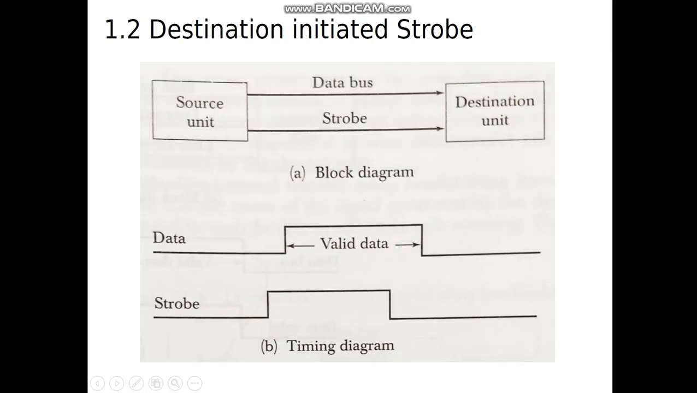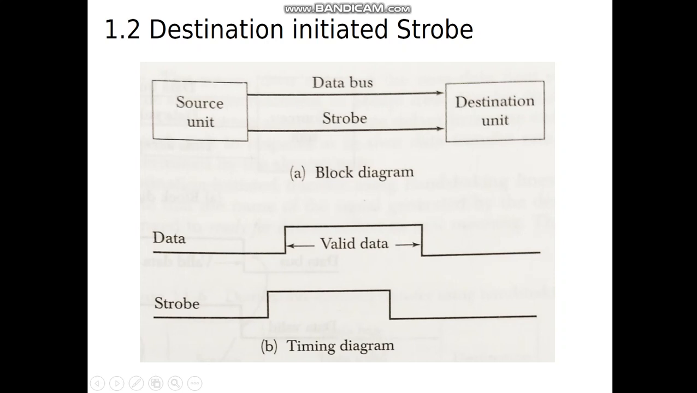The second type is the destination-initiated strobe. In this method the destination unit activates the strobe pulse, informing the source to provide the data. The source responds by placing the requested binary information on the data bus. The data must be valid and remain on the bus long enough for the destination to accept it. When the destination unit has accepted it, it disables the strobe, and the source unit removes the data from the bus. This is the block diagram of the destination-initiated strobe, and this is the timing diagram.